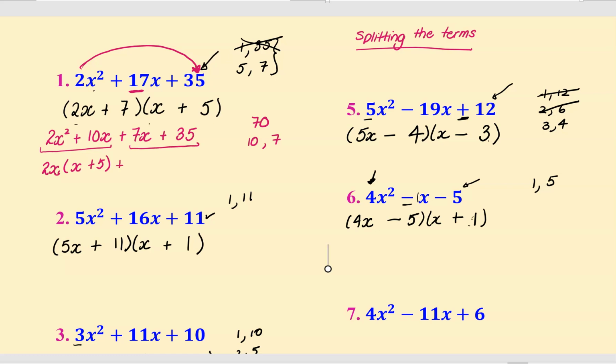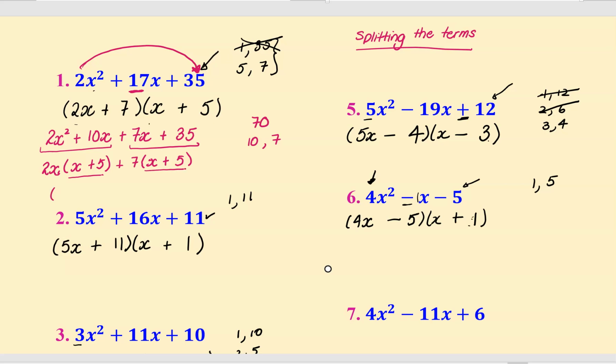And what's my common factor there? It's 7. Something magic is going to happen now. 7 times x is 7x, and of course 7 5s are 35. Now what do you notice? We've actually got a common factor here and here.